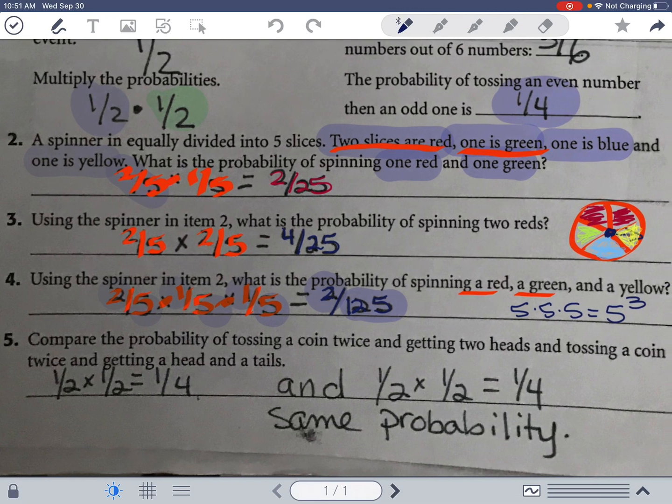Okay. Compare the probability, number 5, compare the probability of tossing a coin twice and getting 2 heads and tossing a coin twice and getting a heads and tails. So the first scenario is tossing that coin twice, first toss, second toss. It's both 1 out of 2 for landing on heads. So we multiply those and we get 1/4.